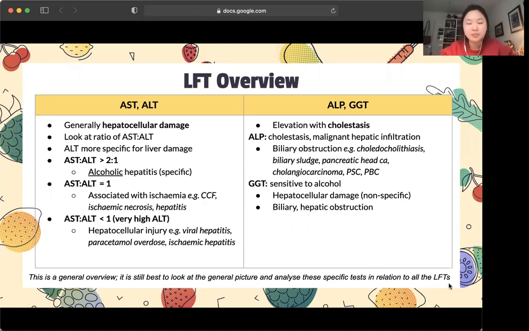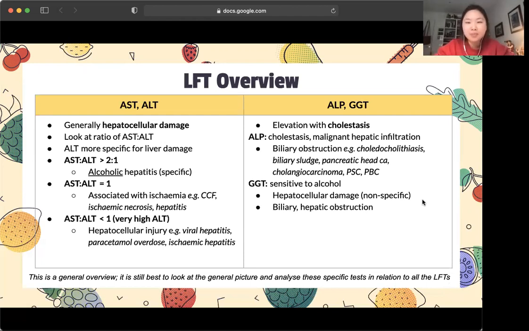There's a lot more examples that you can go find yourself if you want, but just know some basic general ones. If the ratio is less than 1, which means there's a very high ALT, then as we mentioned before, because ALT is more specific for liver damage, it's going to be a marker of hepatocellular injury. So that's your viral hepatitis, paracetamol overdose, ischemic hepatitis, etc. There's a lot of examples, but just know a few.